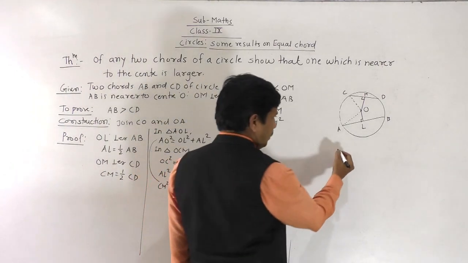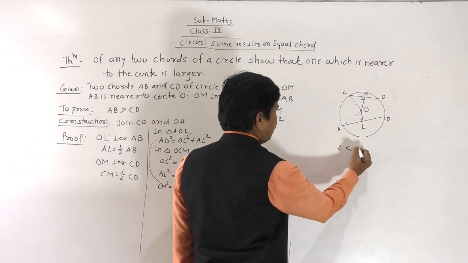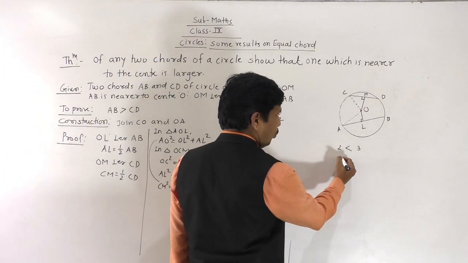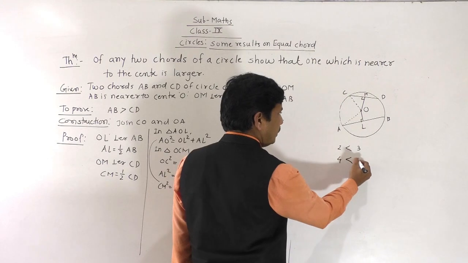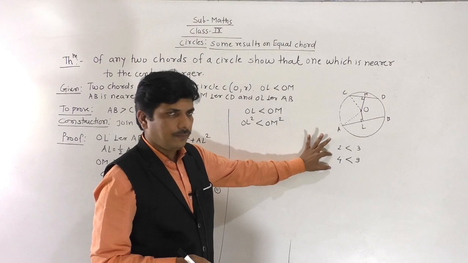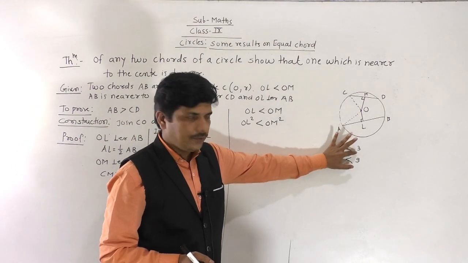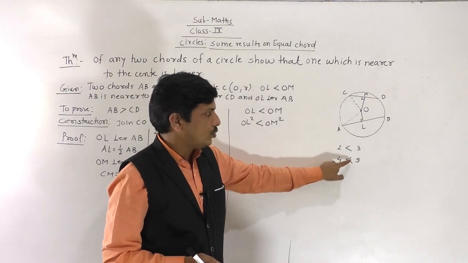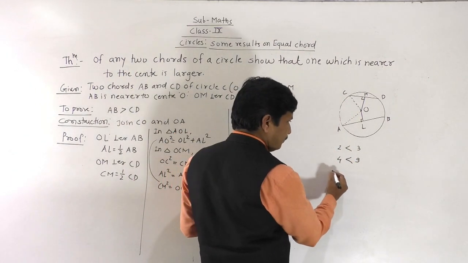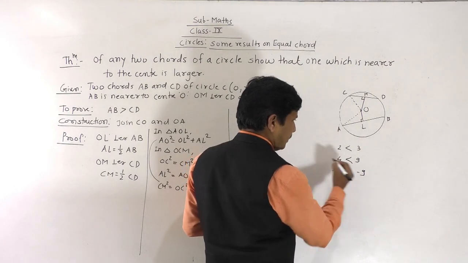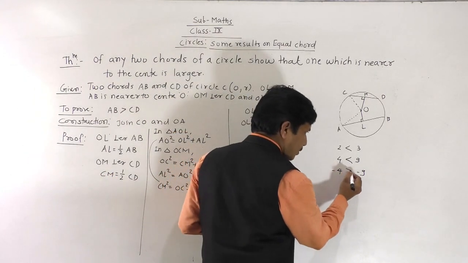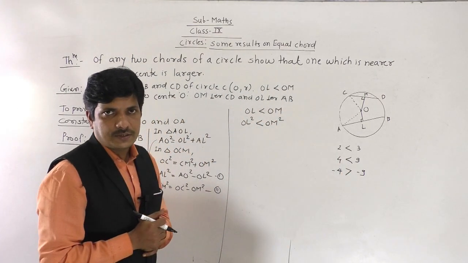Understood? See, here I am telling you, 2 is shorter than 3. Then 2 square is 4, and 4 is also shorter than the square of 3. If you take the square of both sides, the result is the same. If 2 is smaller than 3, then its square 4 is also smaller than 9. But if we take negatives, minus 4 and minus 9, then the inequality changes. Then minus 4 is greater.